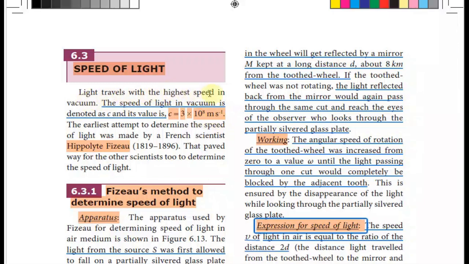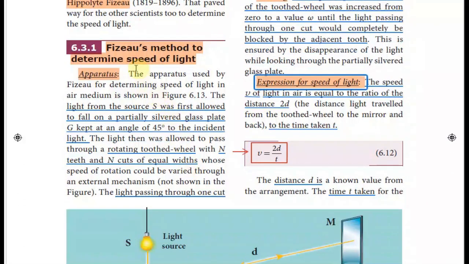Light travels with the highest speed in vacuum. The speed of light in vacuum is denoted as c, and its value is given by 3 × 10^8 meters per second. The earliest attempt to determine the speed of light was made by a French scientist, Hippolyte Fizeau, and that paved the way for the other scientists to determine the speed of light. Let us see how Fizeau determined the speed of light, the apparatus, how he calculated the expression for the speed of light, and how that apparatus worked.